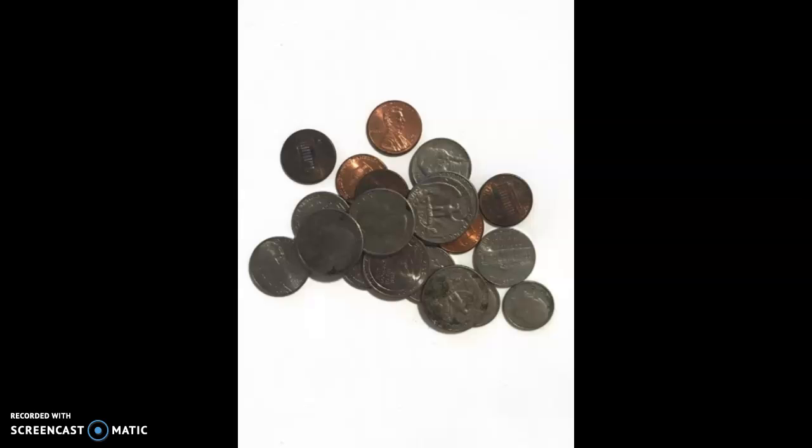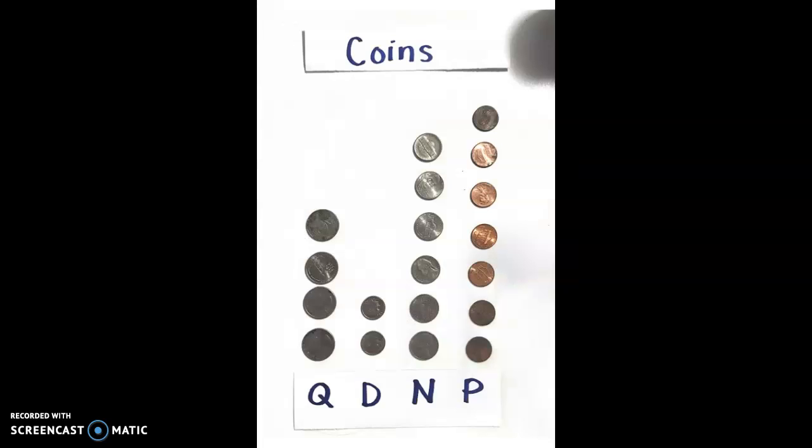Hi friends! Here's an example of how you can use objects from home to create a real object graph. For the example that I'm going to show you, I will be using a collection of coins, as you can see here. As you can see here, I've used my coins to sort them by the type of coin, just like we learned in math last week.